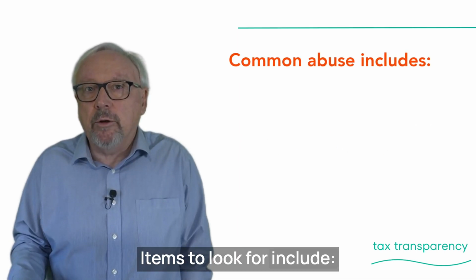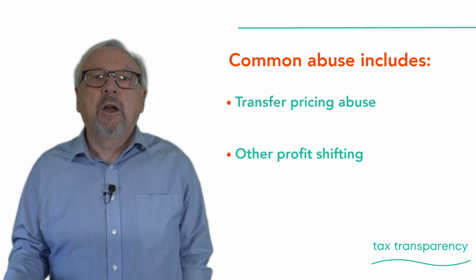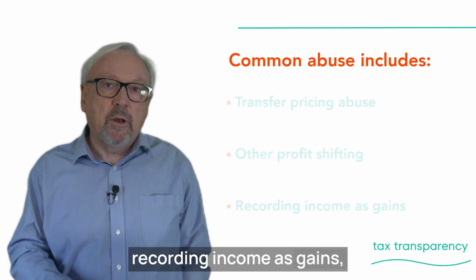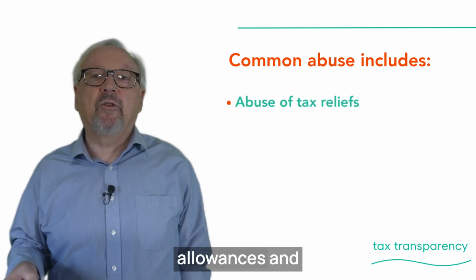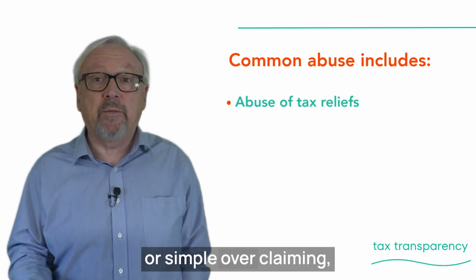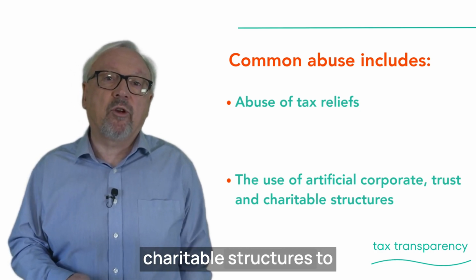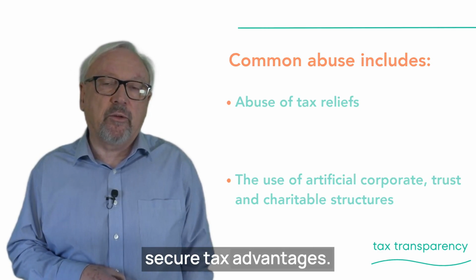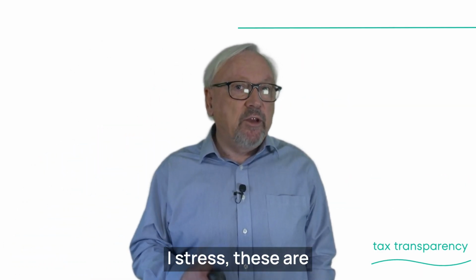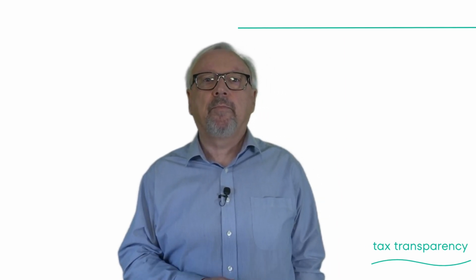Items to look for include transfer pricing abuse, other profit shifting, recording income as gains, abuse of tax reliefs, allowances and exemptions by testing the boundaries of the law or simple overclaiming, the use of artificial corporate, trust and charitable structures to secure tax advantages. I stress, these are examples and they are not a definitive list.